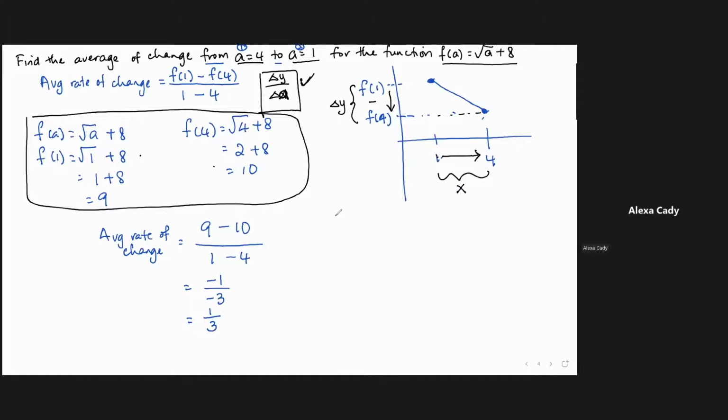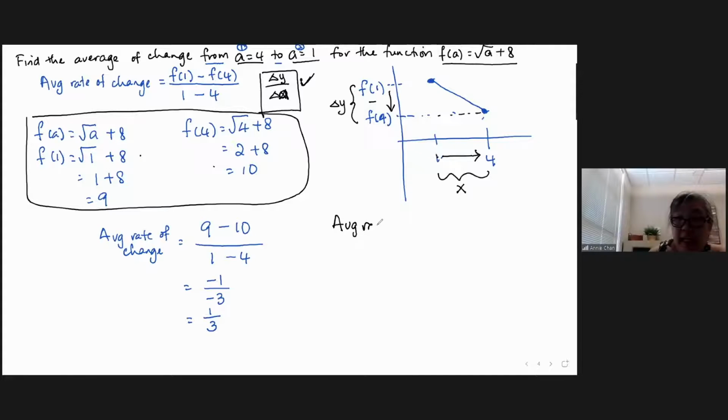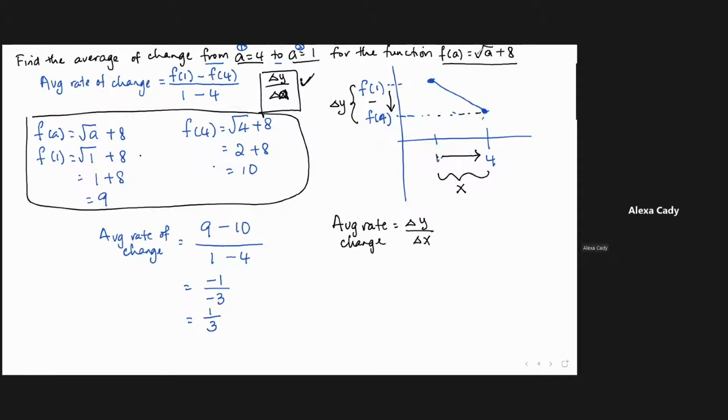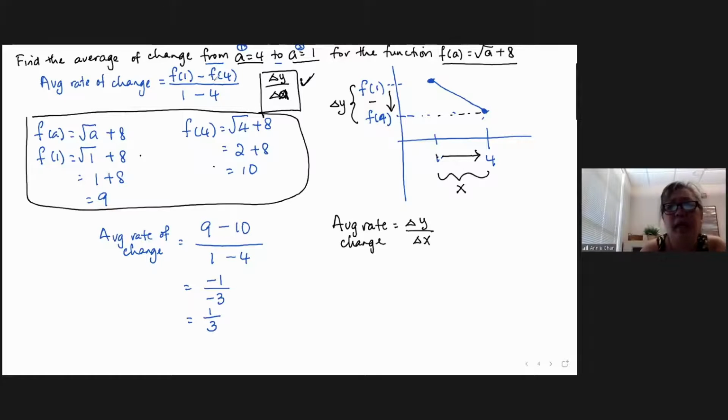But Alexa was right. Average rate of change is the difference in y over the difference in x, except that I didn't give it to you in x and y. If there was an x and y in the equation, it would work. This will still work, it's just that they didn't introduce to you what is y and what is x. So this is another way of writing this equation.